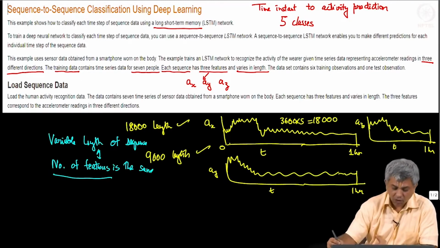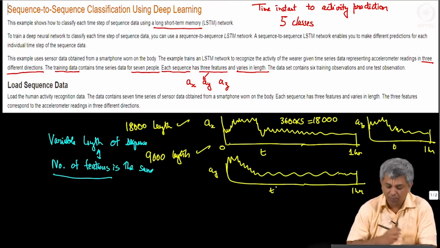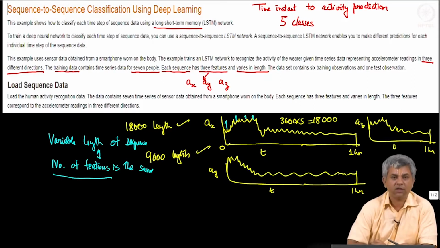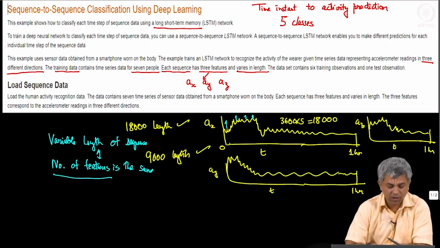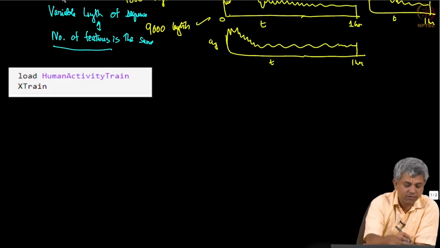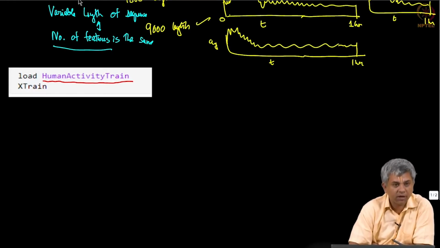Okay. So, this is the problem that we are starting with. We are given AX with respect to t, AZ with respect to t, AY with respect to t, and we want to predict at each time instant what was this person doing. Such a task is called a sequence to sequence classification task. Okay. So, the way MATLAB does it is, it has its own data set, and I recommend that you see this data set from the website yourself and maybe explore it a little bit. So, it has a human activity training data set.